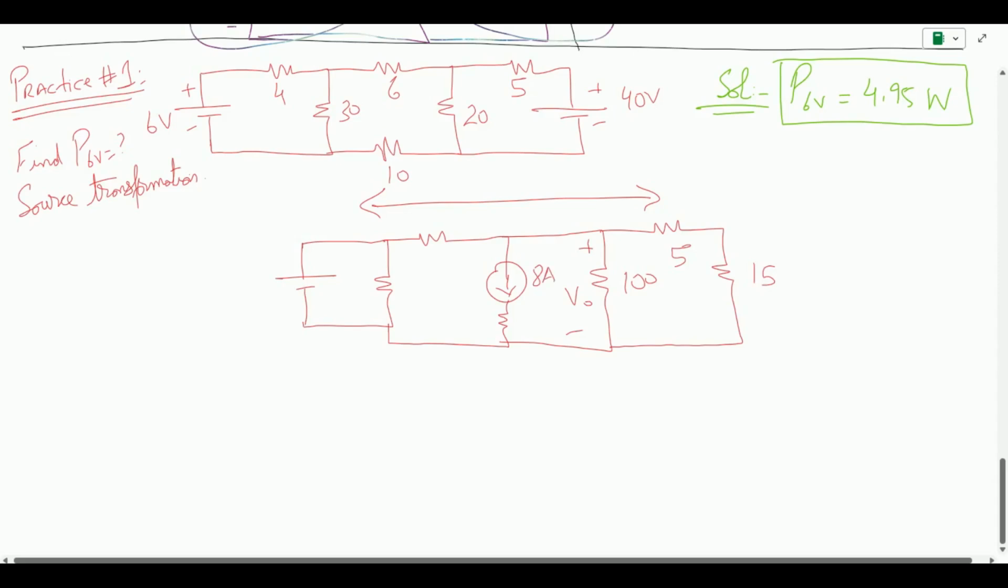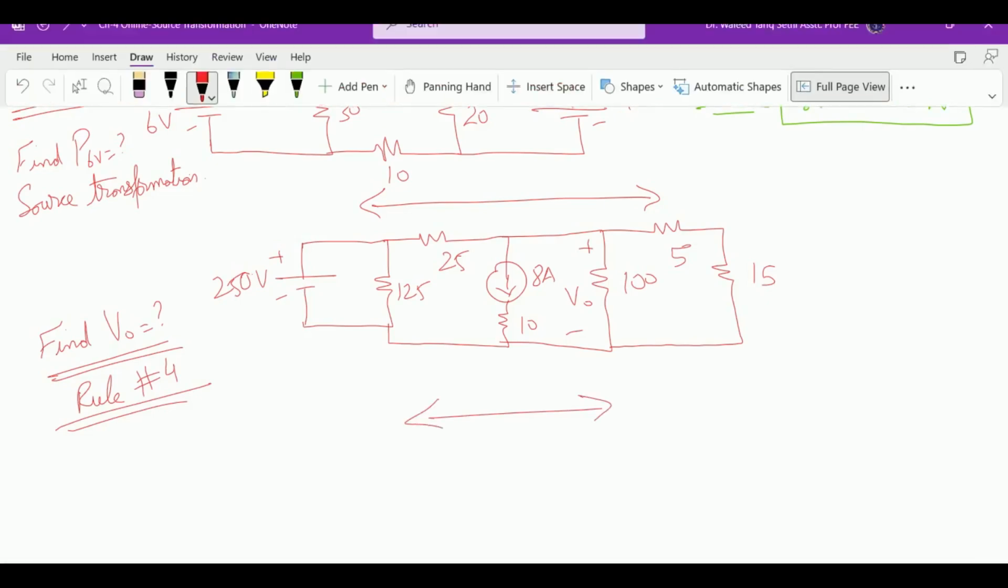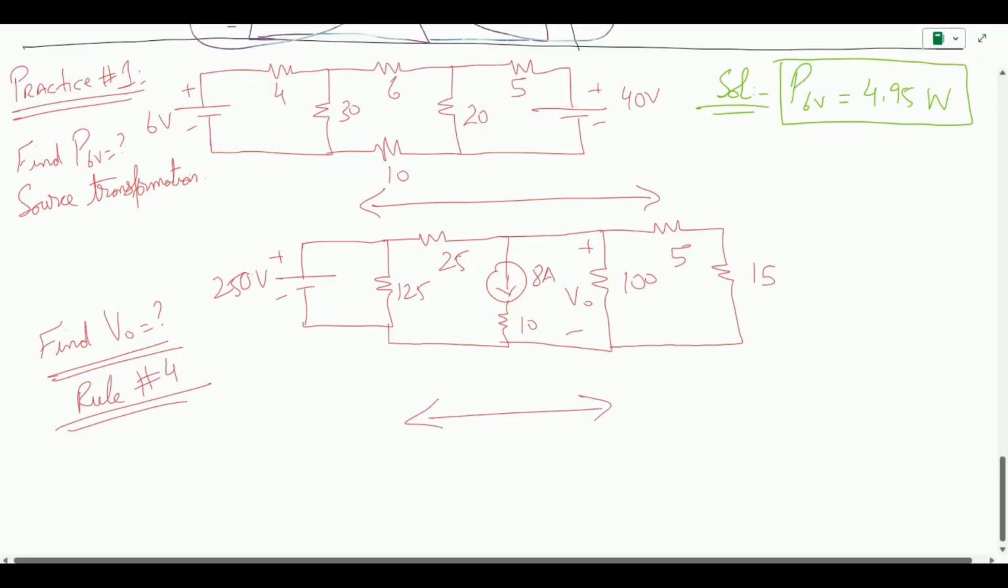This is 8 amps followed by a 10 ohm resistor followed by 25, 125 ohm, and this is a 250 volts battery source. And you need to, for this question, you can try to figure out what is the output, and you can use rule number 4 specifically for this kind of a problem. The answer that you should get after solving this, that V out comes out to be 20 volts.